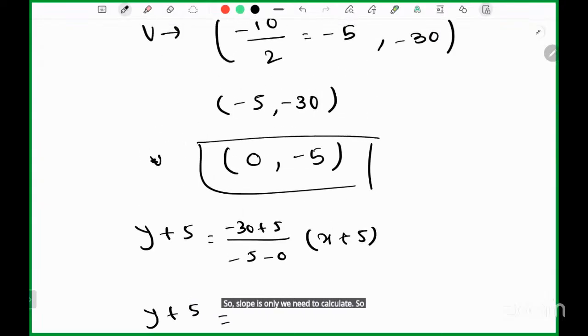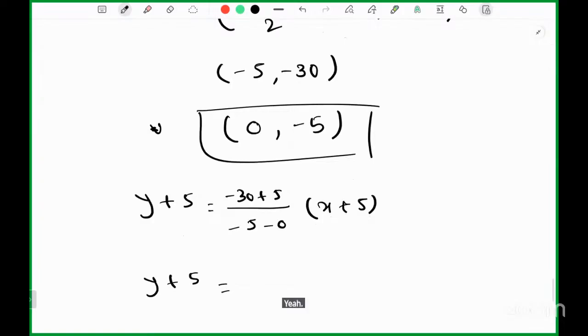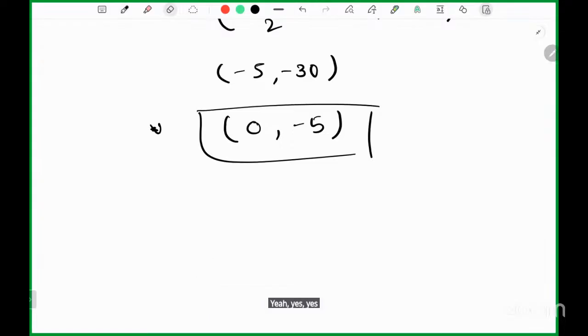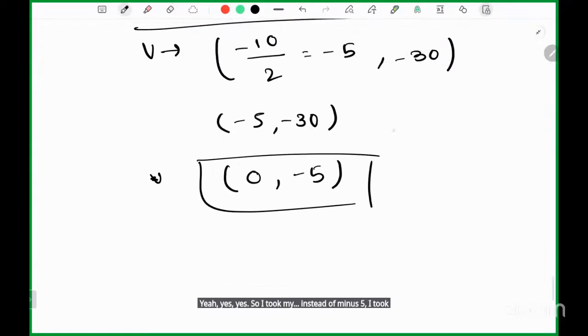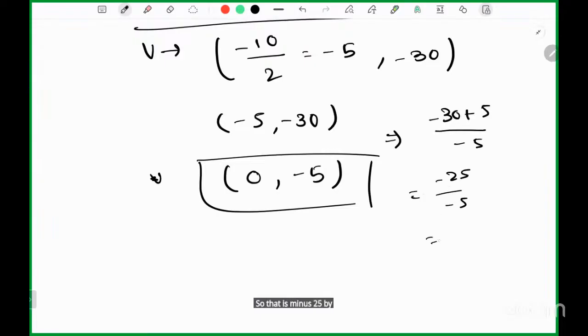So yeah, the answer is coming to be 5 now. Yes. So instead of -5, I took 5 actually. Right, because slope is minus 30 plus 5 by minus 5. Yes. So that is minus 25 by minus 5, so 5.